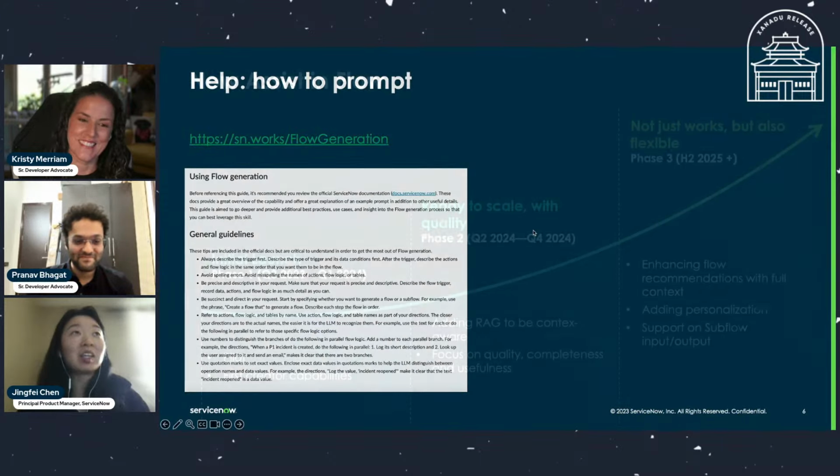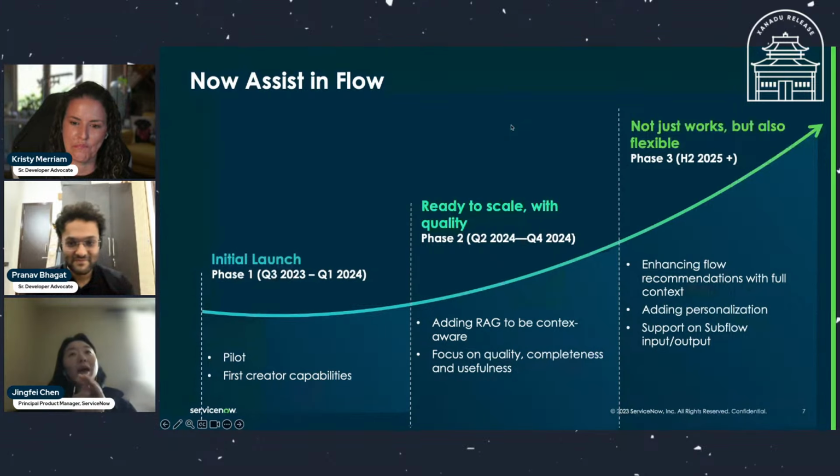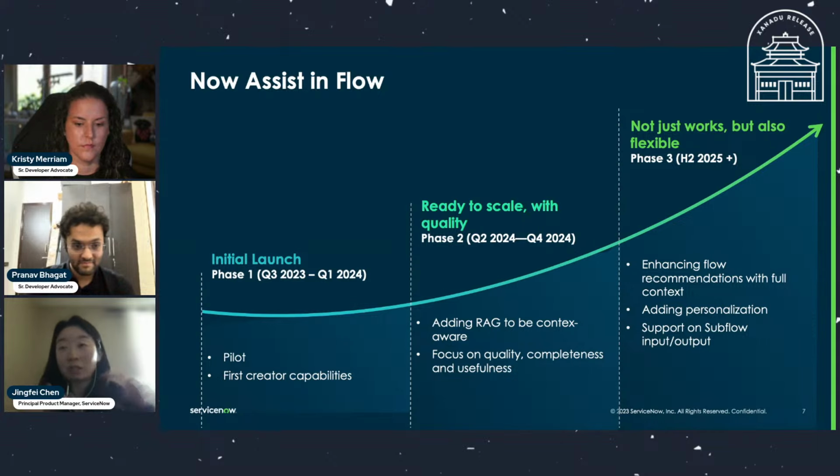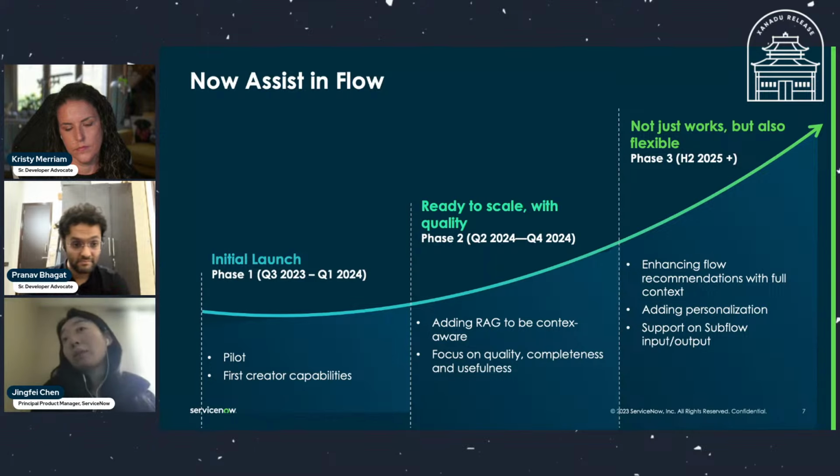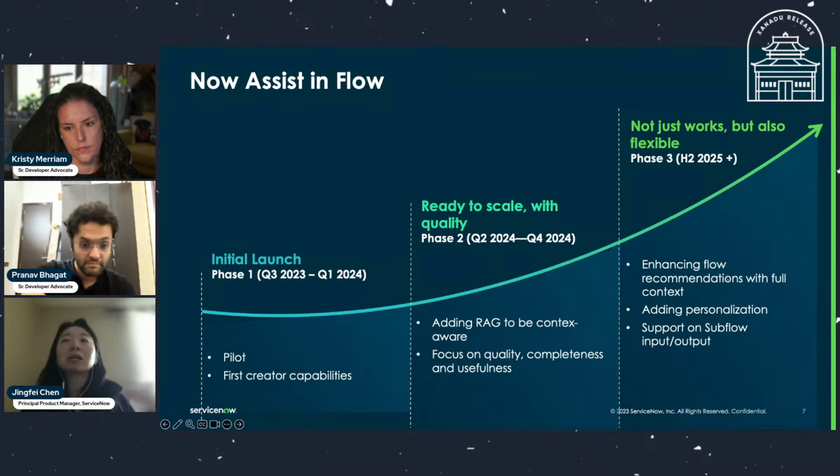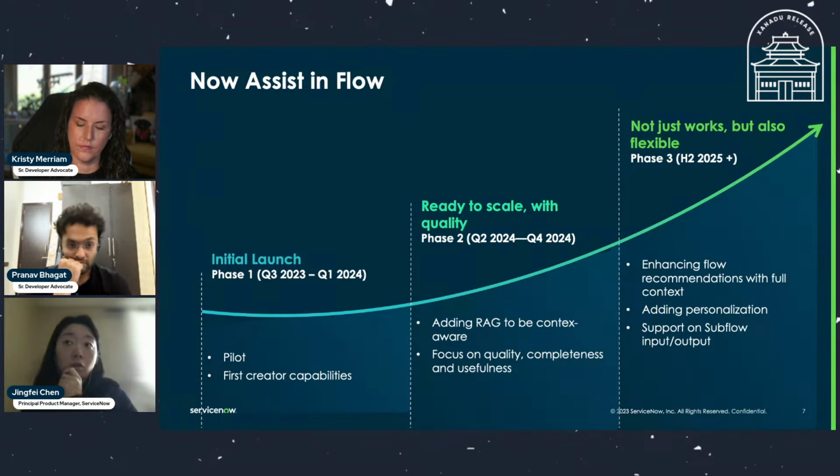Yes. So continuing our roadmap in the future. Next year, we're trying to make the LLM and the flow generation not just work, but also be flexible. This means enhancing the flow recommendation with full context. So it's not going to just stay at the level of lookup record, wait for condition. It's actually going to say, hey, look up strategic priority record, or wait for 50% of the condition. So it's just going to give you a bit more context, so you will know which recommendation to go with and which direction to go.